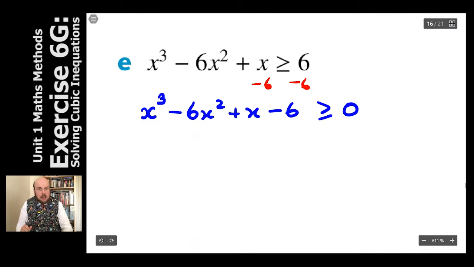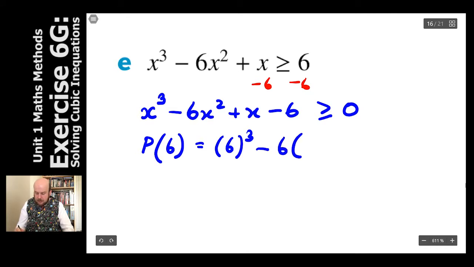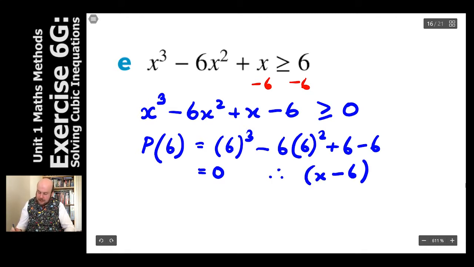So as per usual, I'm going to need to find a factor that'll fit nicely in there. If I put 6 in there, that could also work. Let's try p of 6. The reason is that even though 6 cubed is quite horrible, 6 times 6 squared would also be 6 cubed. So I'd have 6 cubed take away 6 cubed, which is already 0, plus another 6 take away another 6. That will definitely equal 0. So therefore, x minus 6 is a factor. Go us.